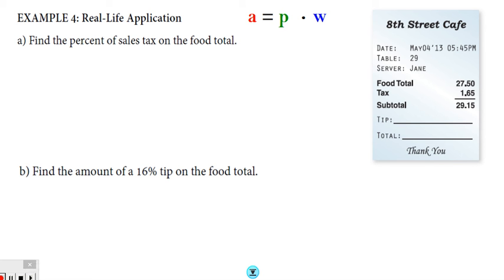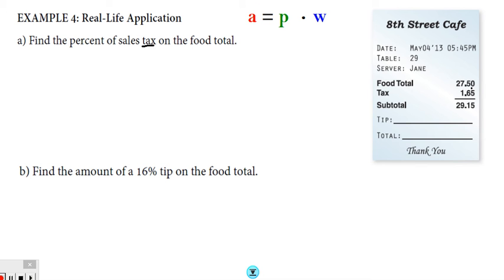All right, so here is the very last example problem of this Unit 6, Lesson 4. Example 4 will be a real life problem. So basically, you're given a receipt of a cafe, 8th Street Cafe. And the first problem says, find the percent of sales tax on the food total. So basically, you're going to find the percentage of the tax.